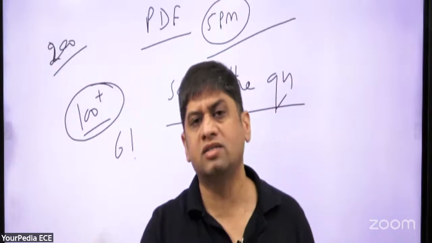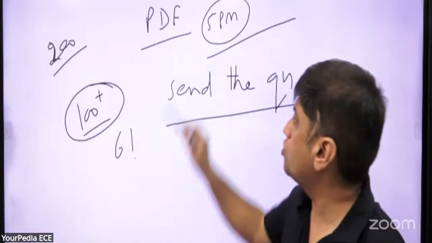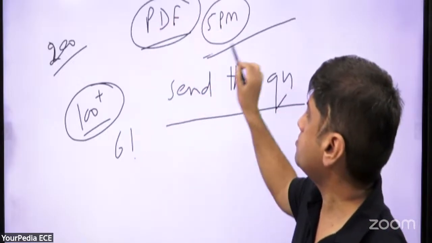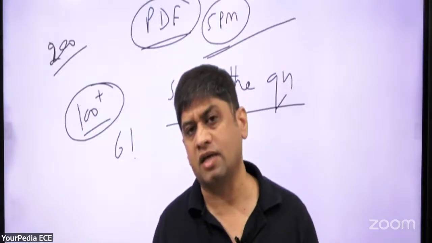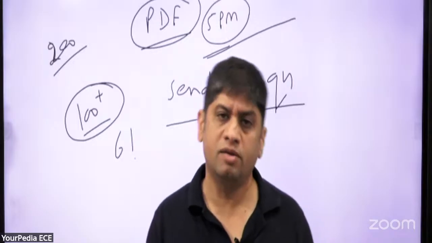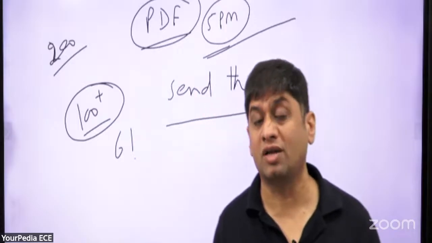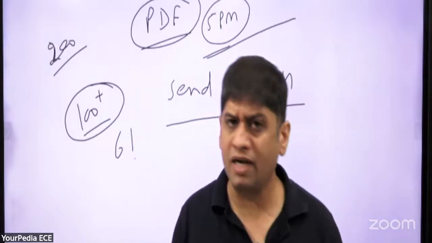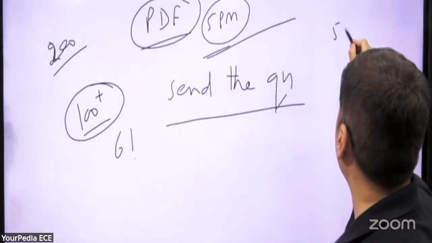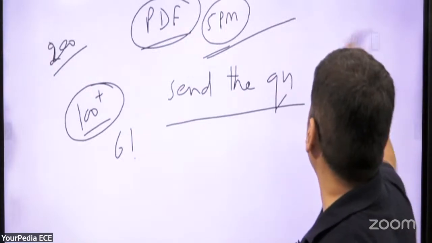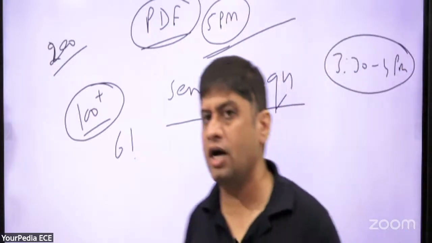We want to release the PDF of this entire paper along with the solution by 5 p.m. That is the target we have kept, but I need your help in providing the questions. Even if you don't remember the answer choices, friends, share the question meticulously. The first draft will be shared with you in your group by 3:30 to 4 p.m.